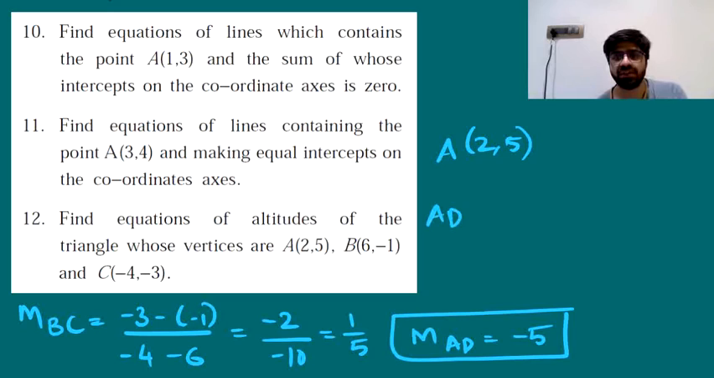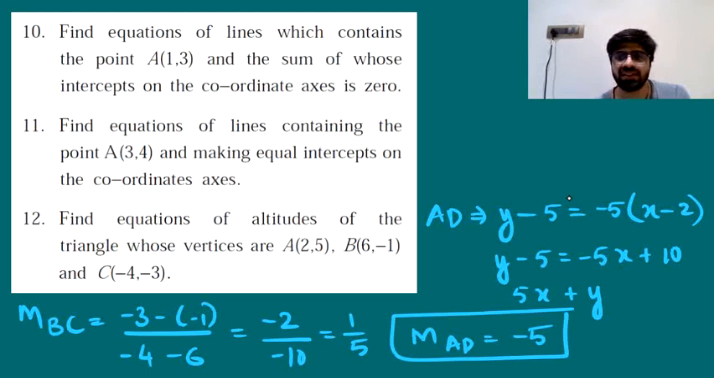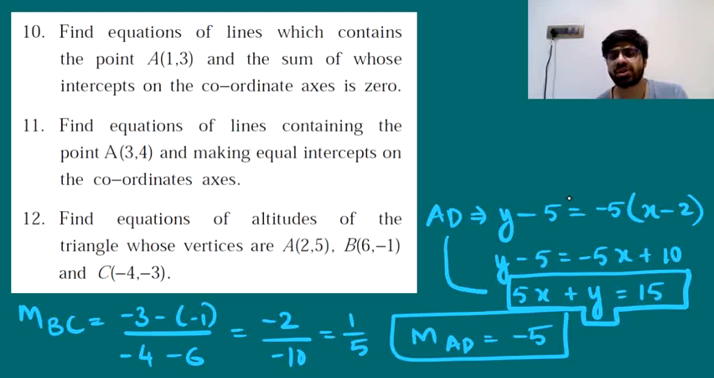So the equation of AD will be y minus y1 equals m into x minus x1, which is equal to 2. So that gives us the equation of AD as y minus 5 equal to minus 5x plus 10. Take everything on the left, so you have 5x plus y, and you can take that 5 on the right and write the equation as 5x plus y equal to 15. And yeah, that's the equation of AD.